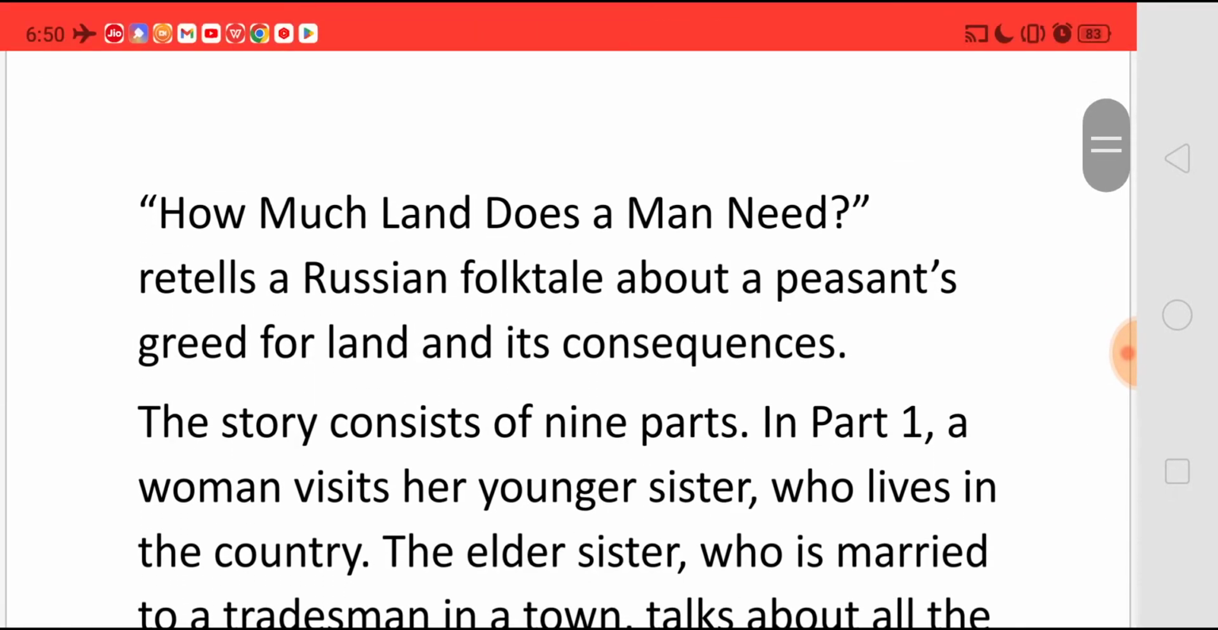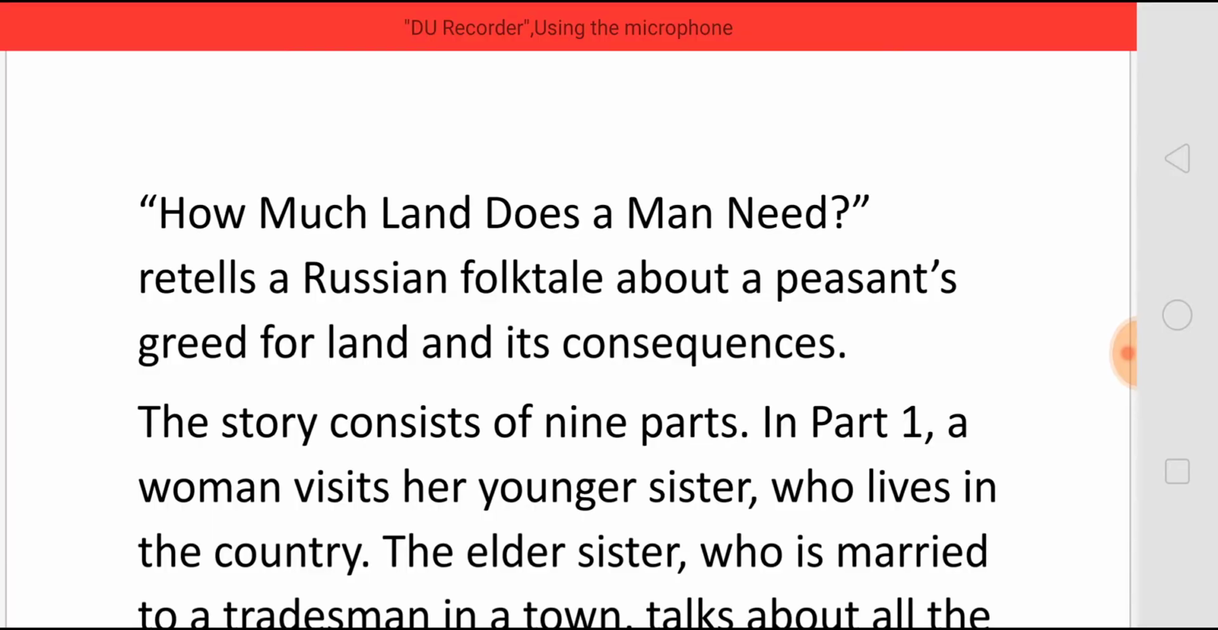Now, this How Much Land Does a Man Need actually is a Russian folk tale. Folk tale means a story which was told orally from generation to generation. And this story is about the greediness of a peasant for land and what happened after it, and the fate he met because of his greediness. Tolstoy had written the story in 9 parts.